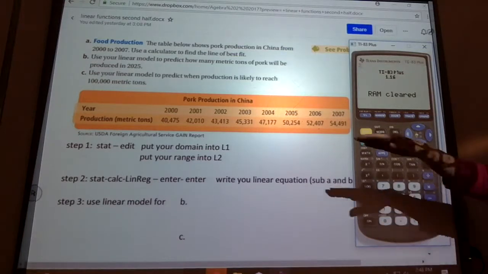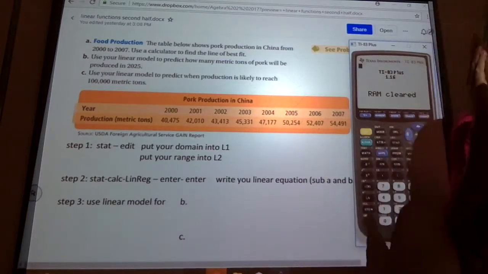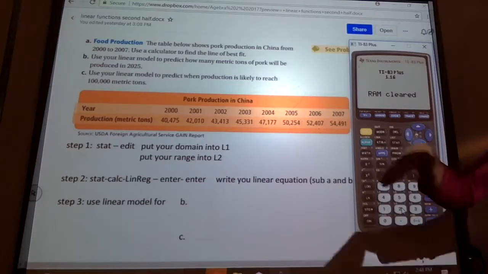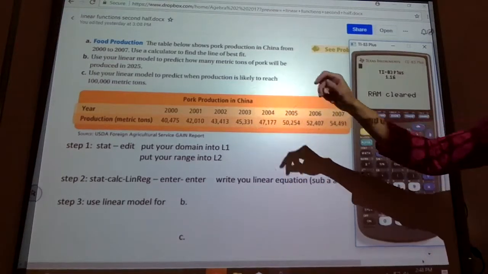Okay. So how do you put these in? You first need to decide what is my input, what's my output. Is the year the input or output, the X or Y?